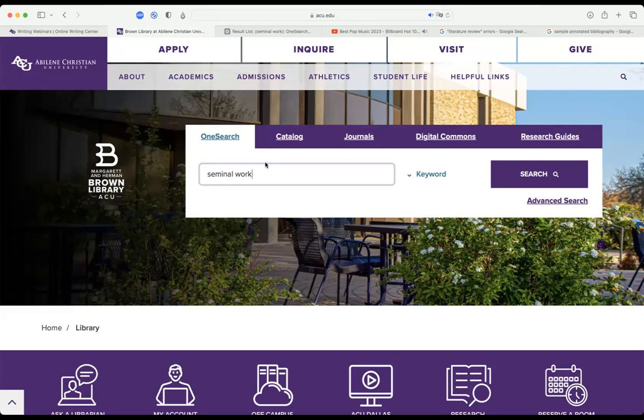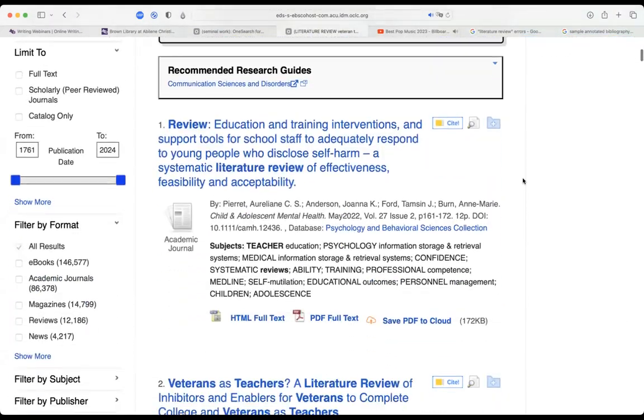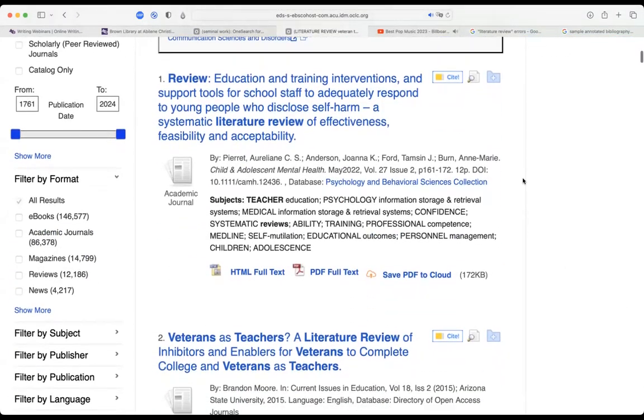And we're going to do a search here for literature review. And we're also going to do a search here for veteran teacher. We'll make that plural. And so we'll start with that as a keyword search. And we see that we have a number of different things that have come up here.